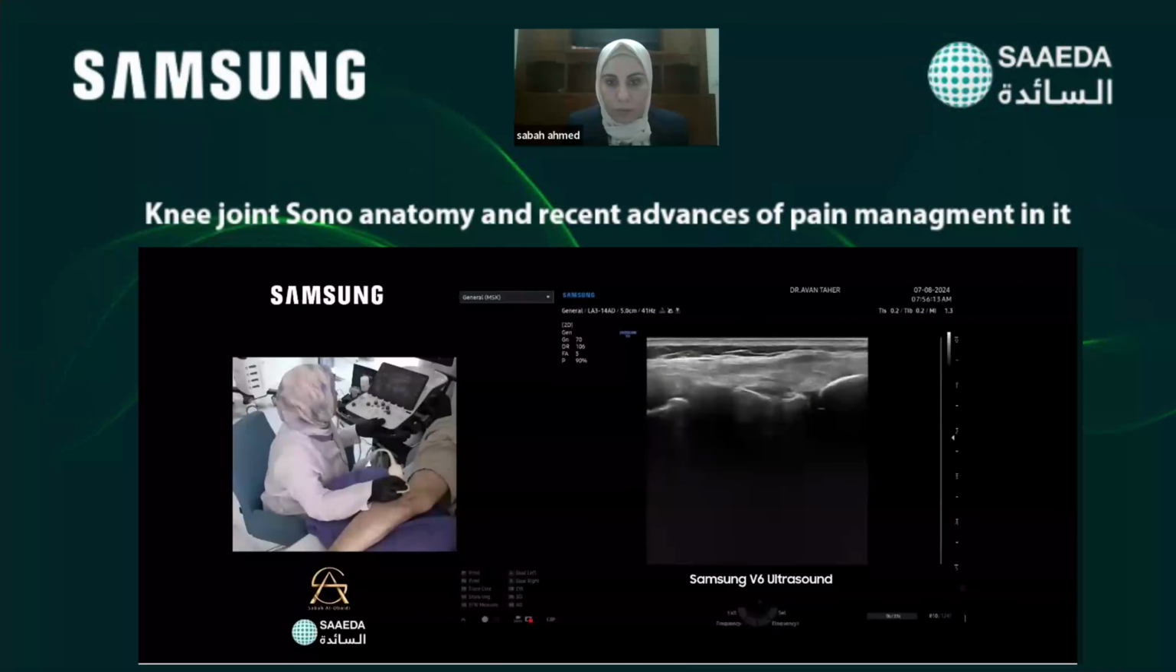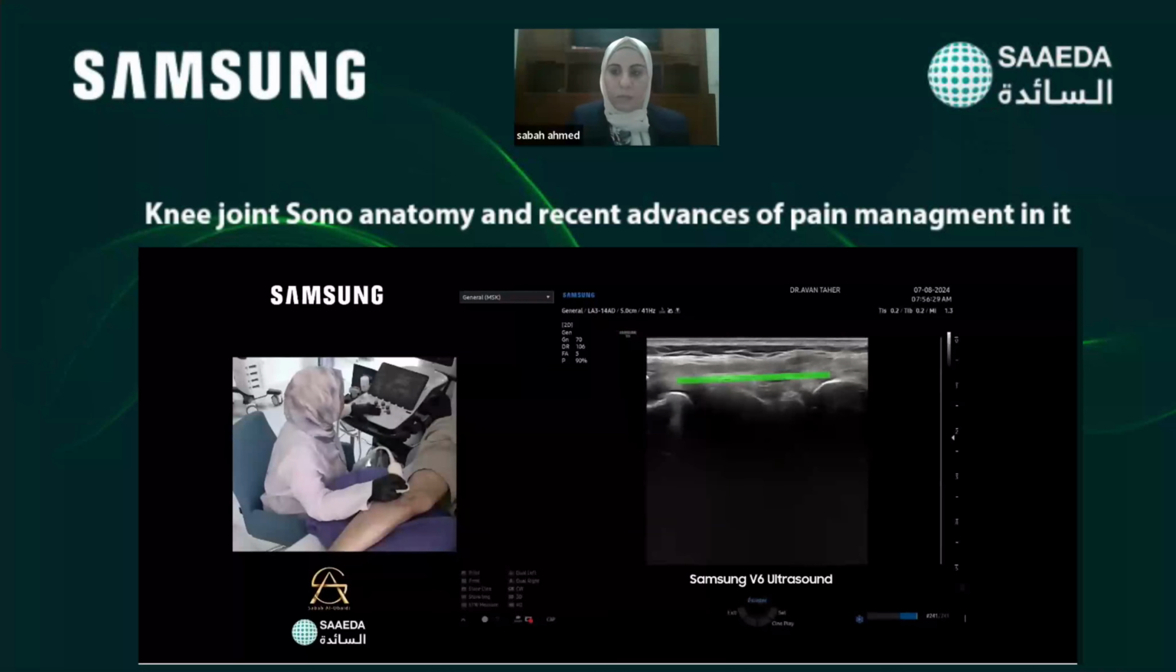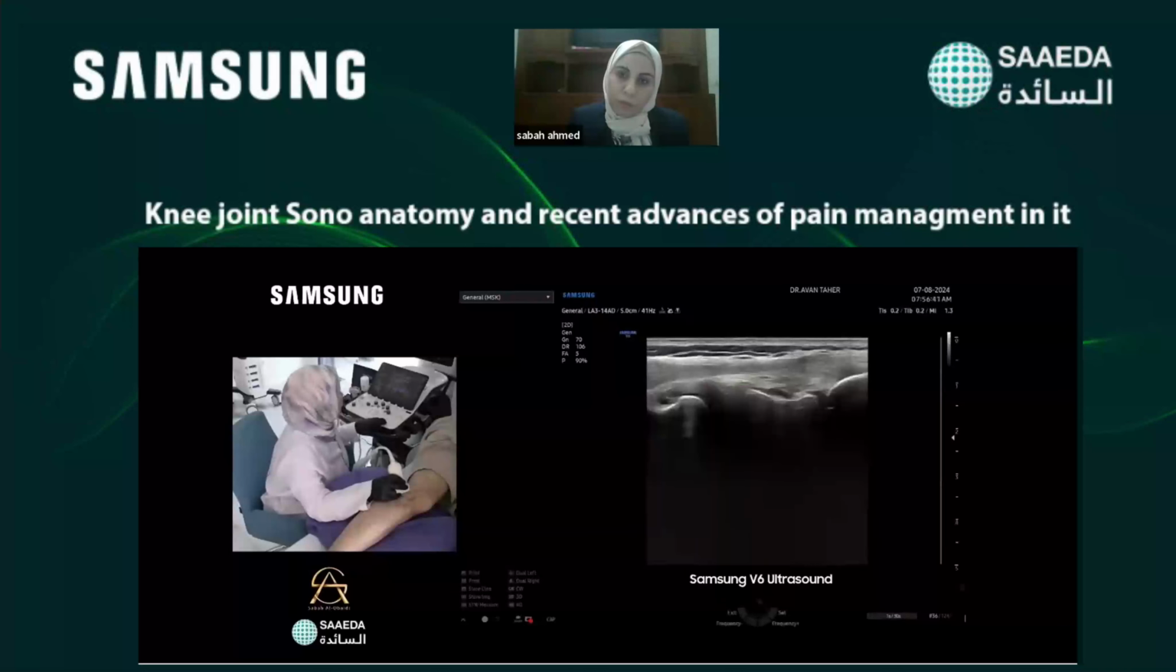Okay, so what you can see here is an important ligament that connects the femur to the head of the fibula. This is the lateral collateral ligament, and the superficial layer is the lateral patellar retinaculum. We said in the medial and lateral compartment the superficial layer is the patellar retinaculum, whether it is medial or lateral. So here, this is the lateral collateral ligament, and superficial to it is the lateral patellar retinaculum.